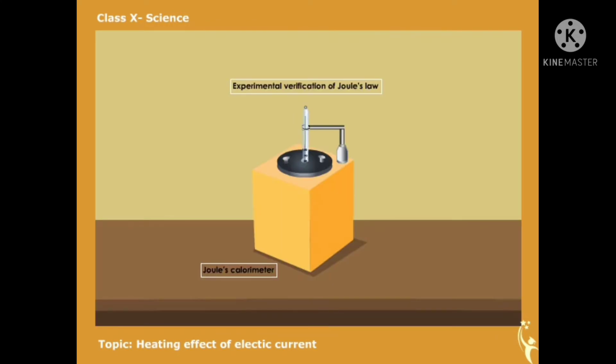Experimental verification of Joule's law. Joule's law of heating by electric current can be verified in the laboratory using a Joule's calorimeter. This is the Joule's calorimeter.